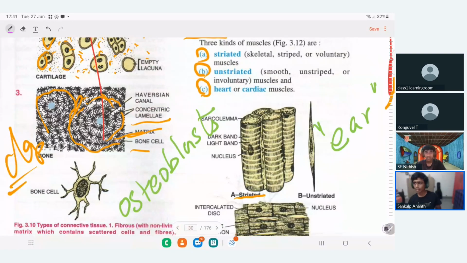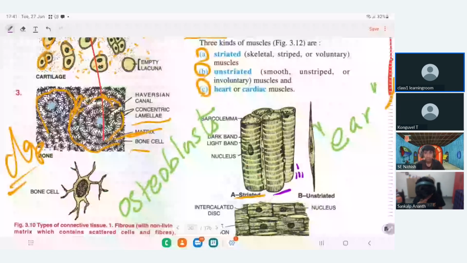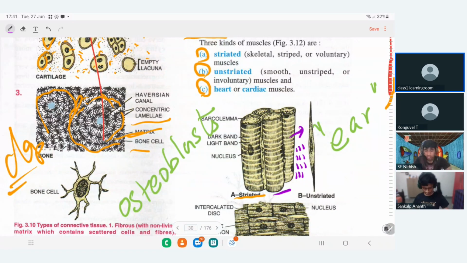See, striation means when you look into the muscle, can you see the dark and light banding pattern alternatively coming? Can you see like that? The dark and light banding pattern comes automatically all over the muscle tissue.